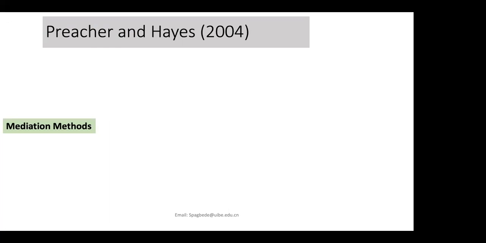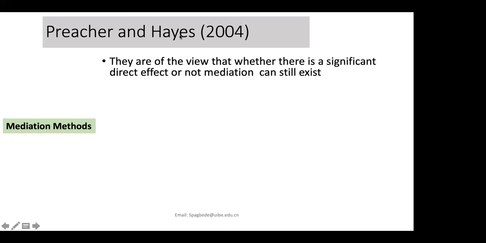Currently, we use these more statistical approaches. Preacher and Hayes in 2004 came up with this concept that irrespective of the fact that there is a direct relationship between the dependent and independent variable, mediation can still exist. So we don't need to satisfy the first condition for the Baron and Kenny method and Sobel's method.